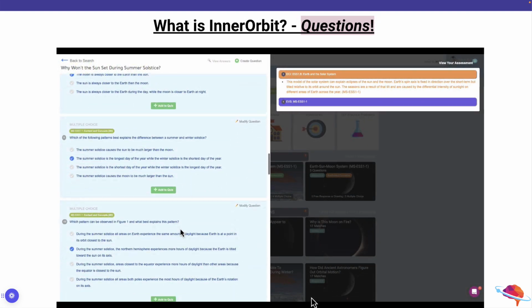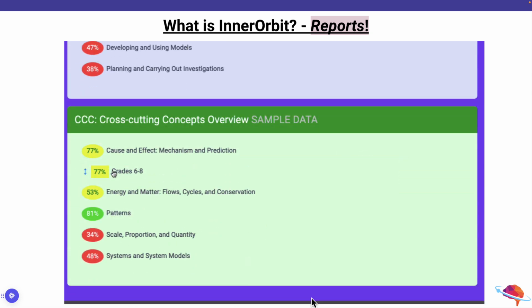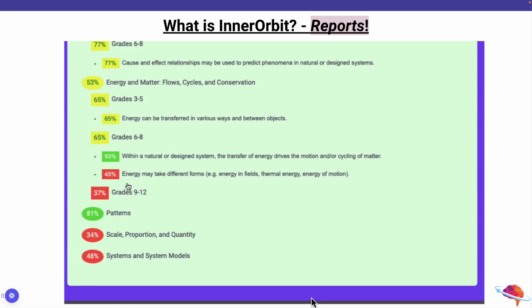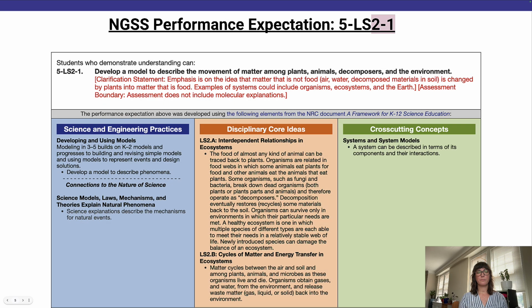These assessments will provide you with detailed data so that you can adjust instruction, assess mastery of NGSS science standards, or prepare students for high-stakes district or state science assessments. Today, we will dig into how InnerOrbit phenomena can be used to assess NGSS performance expectation 5-LS2-1. This is a 5th grade elementary life science performance expectation.